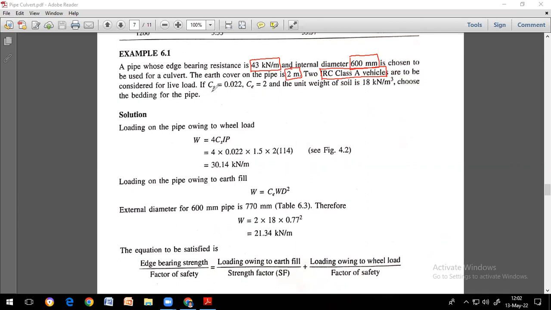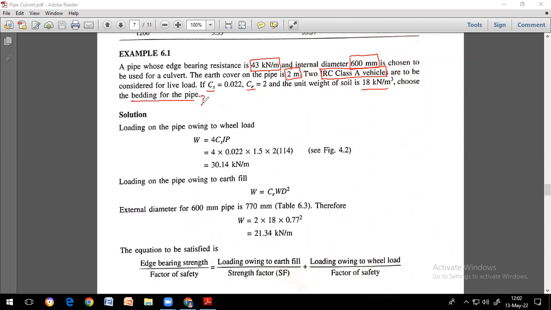And as I told you, these coefficients will be given in the problem. The CS and CE values are clearly given. And the unit weight of soil, nothing but density, is 1800 kg per meter cube, nothing but 18 kilonewton per meter cube. And choose the bedding of the pipe.